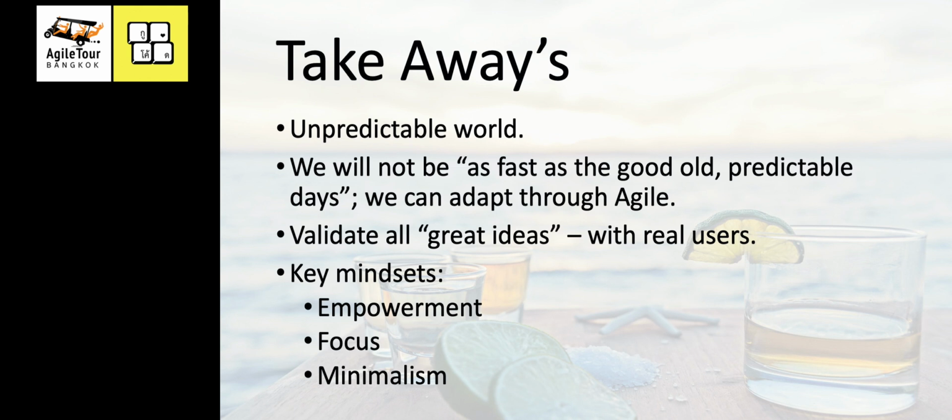And I think the takeaways, just to summarize before we wrap this up: the world we live in now is unpredictable. If you can't come to terms with that, you're going to be very challenged to start adopting Agile. We will not be as fast as the good old predictable ways. Usain would not run 9.58 seconds. Right? Validate great ideas with real users, as Bia mentioned. And I think empowerment, focus, and minimalism.